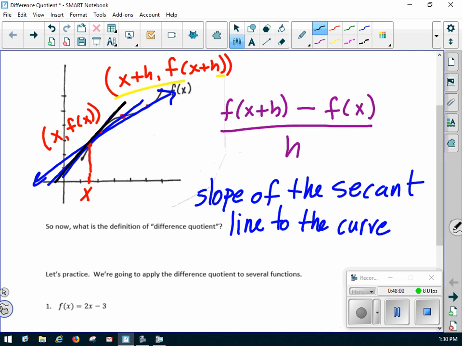Aha. A tangent line. What's a tangent line from geometry? Touches one time. As h gets closer and closer to 0, that secant line becomes the tangent line. And ladies and gentlemen, that is the foundation of calculus.